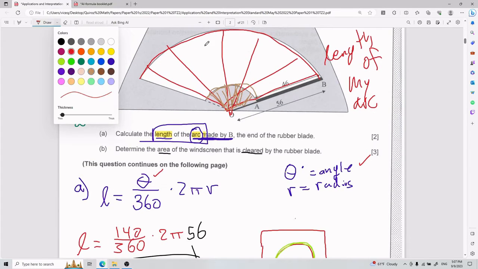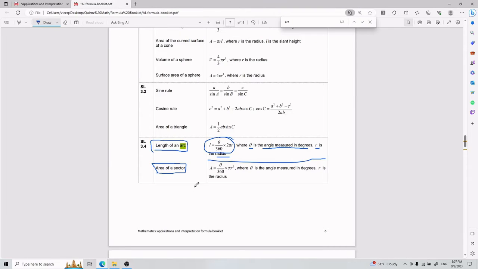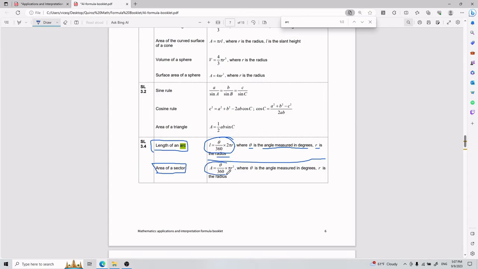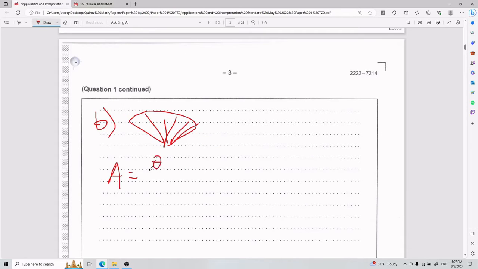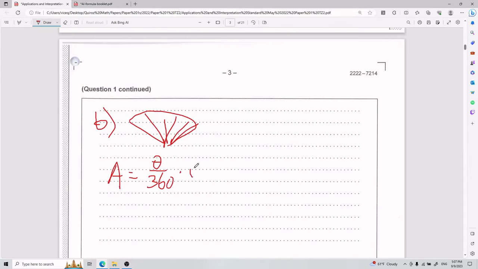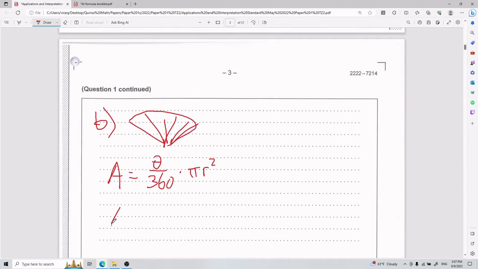So for the big guy that I just drew in red, for part B, has to use the following formula. So we have that A equals, I'm looking at this one here, A equals theta divided by 360 times pi r squared. So of the red guy, we know that the theta has to be 140. It's just like part A, nothing has changed there.